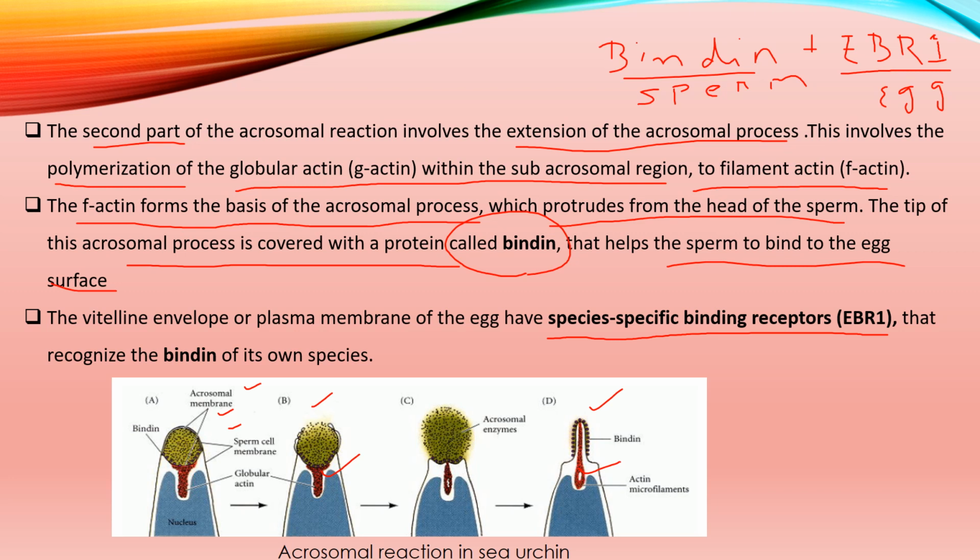The acrosomal process of the sperm has a protein called bindin, and this bindin protein binds to its receptor, which is called EBR1. EBR1 is present in the vitelline envelope or the plasma membrane of the egg. Hope you get it clearly.